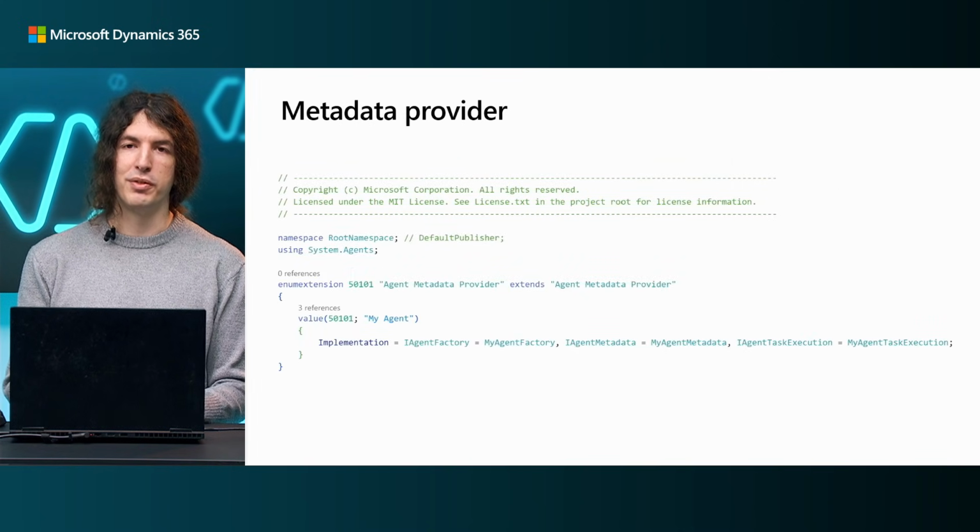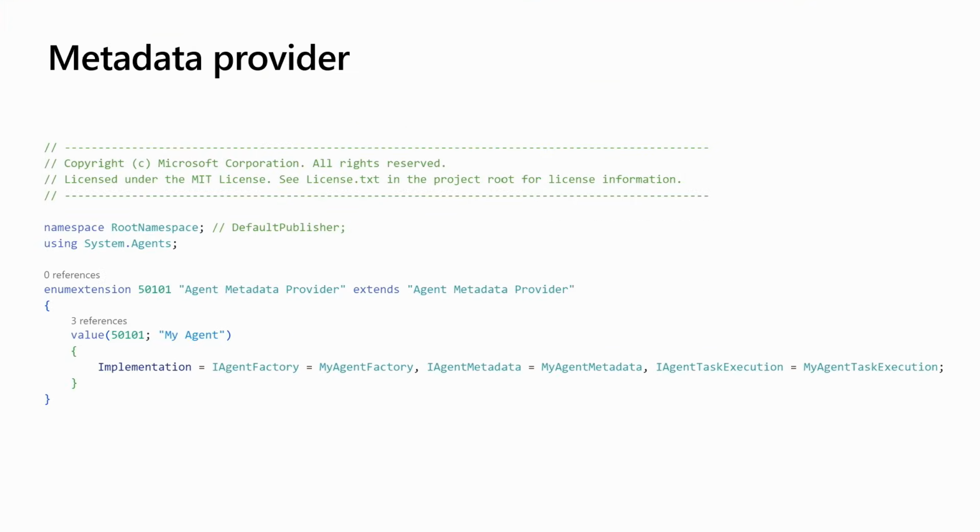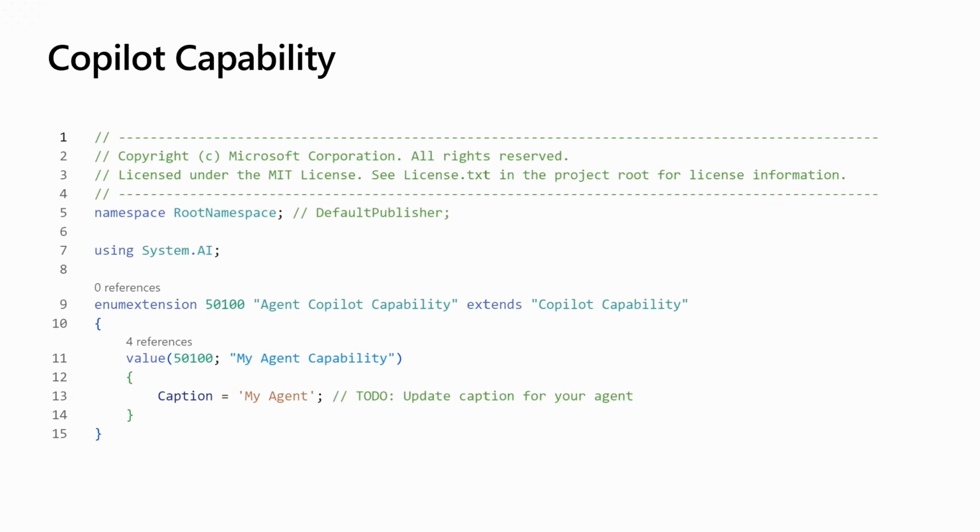Here is an example of the metadata provider. You can see that it has a value, it has a name, and then it has an implementation for the different interfaces that need to be implemented for an agent to work. This is the starting point where you tie your implementation with your agent. Here you can also see an extension for the Copilot capability. You just need the unique name and the unique caption so that your users can figure out what corresponds to your specific feature.